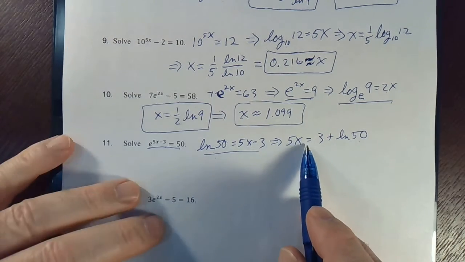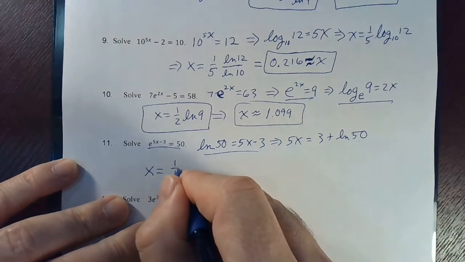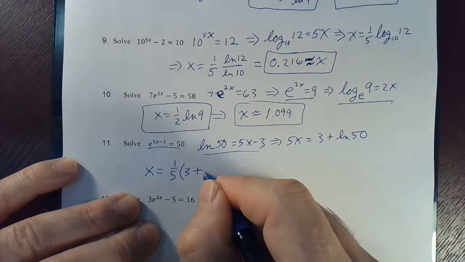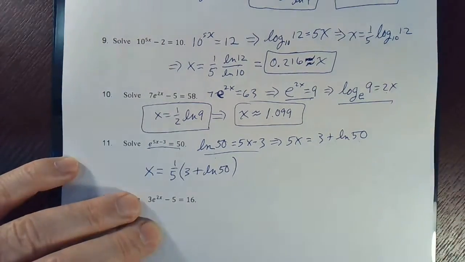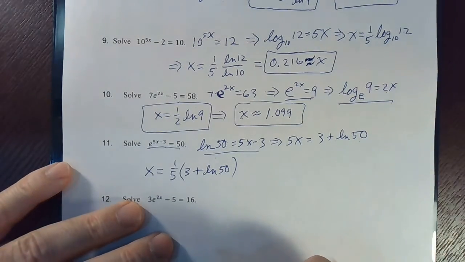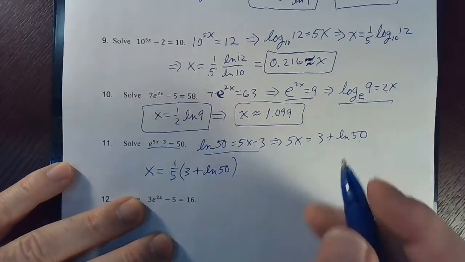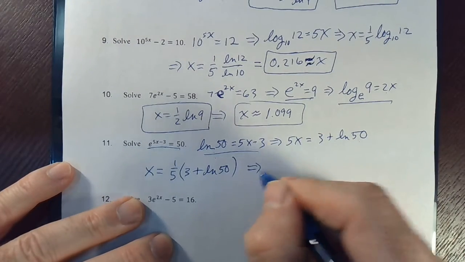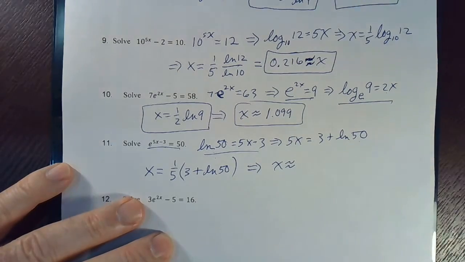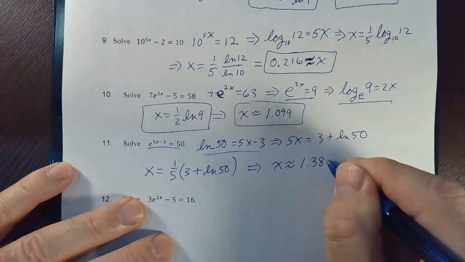And then we need to divide the whole thing by 5, so x is equal to 1/5, in parentheses 3 plus ln 50. That's the exact answer. You could distribute the 1/5 through if you wanted to, but it doesn't matter. I'm plugging it into the calculator to get x is approximately equal to 1.382.